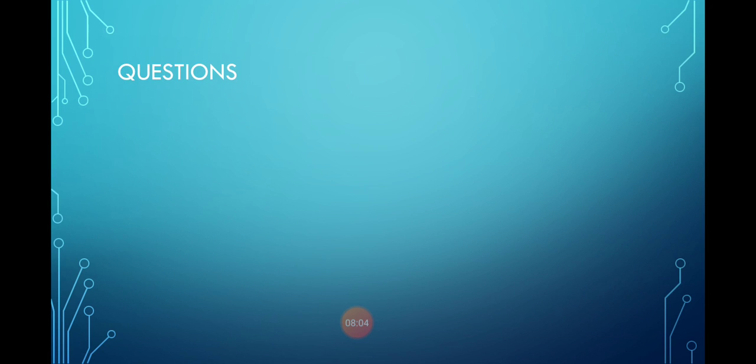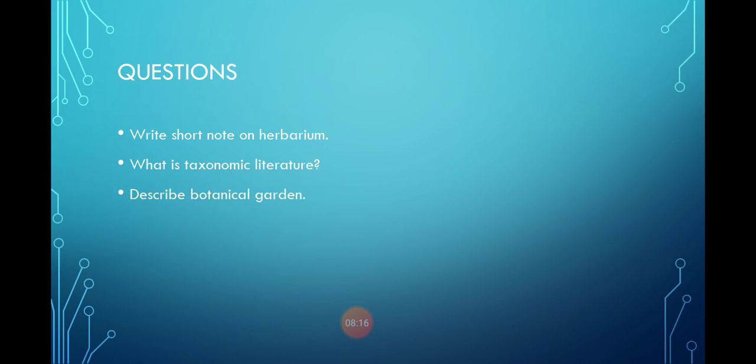Here we have some questions which are as follows. Write a short note on herbarium. Next is, what is taxonomic literature? Third is, describe botanical garden. Fourth is, what are taxonomic keys? That's all.